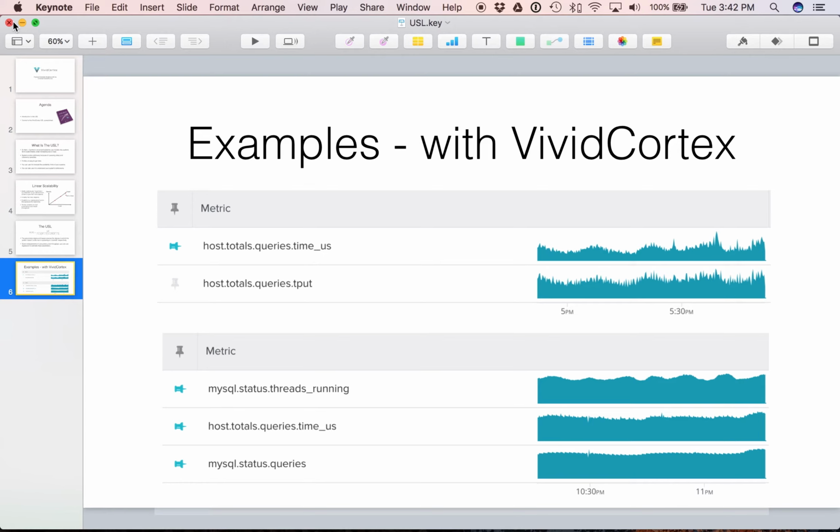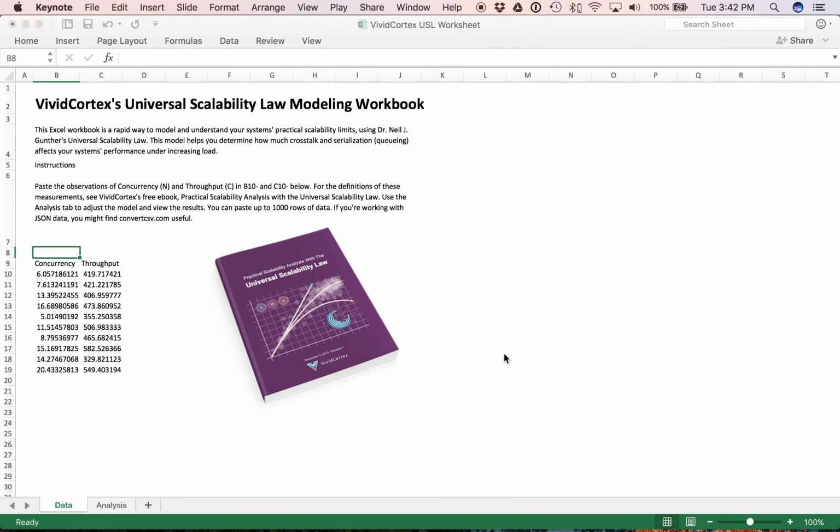Let me get rid of this slideshow and bring up the spreadsheet that I've created. So here's our spreadsheet, and there are two tabs on this. The first one gives you a space to put in your metrics, and you can put in 1,000 rows of data. I'm starting out here with just a fairly small amount of data. So you have two columns, one of concurrency and one of throughput. So this is the load or size of the system, and the second one is the throughput, the queries per second that you can get out of it. And so we've only got 10 rows or so.